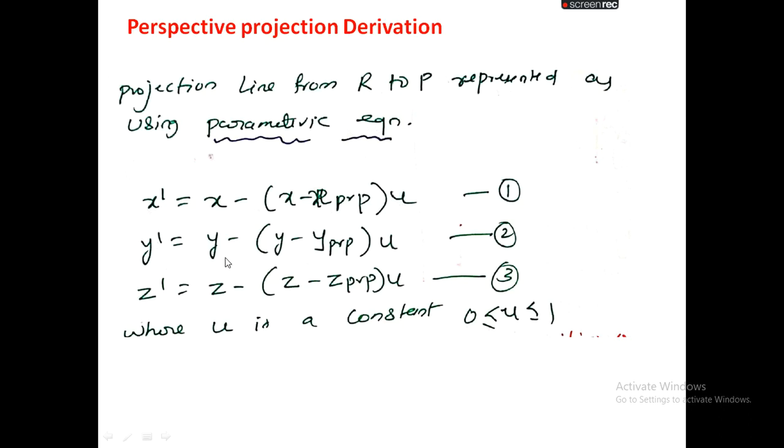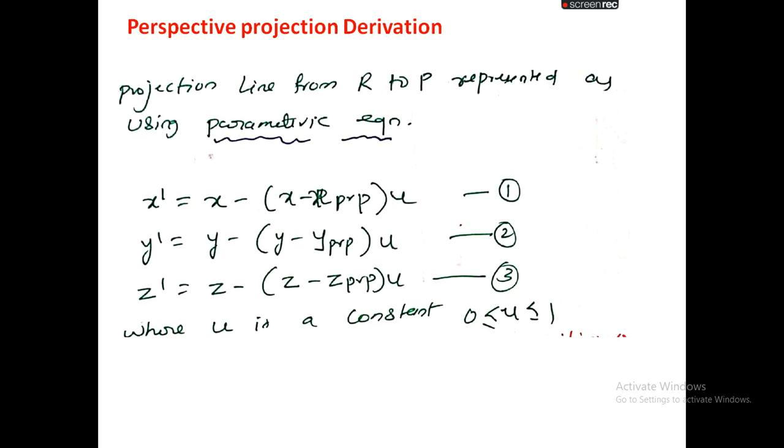Similarly, y dash is y minus y projection reference point into u, and we'll get the third equation, z dash equal to z minus z projection reference point into u. So what is this z? This is the z-axis or z coordinate of the object, and the projection reference point is the z coordinate value of our synthetic camera, or our projection reference point, or the origin of the camera.